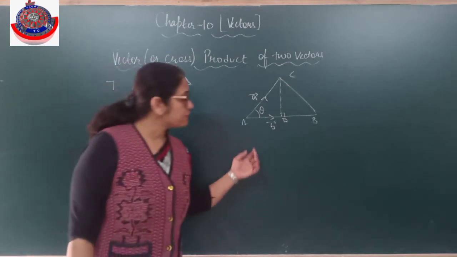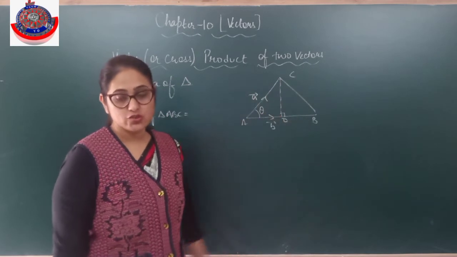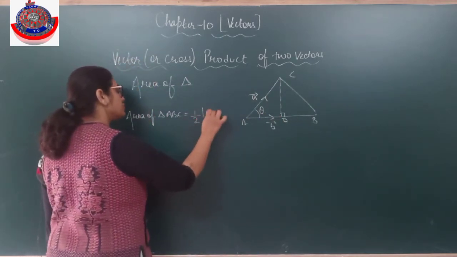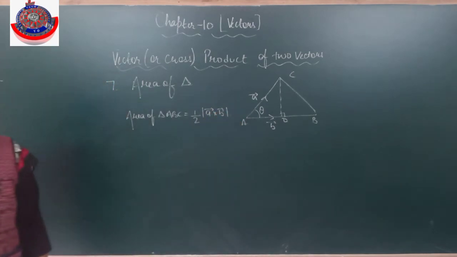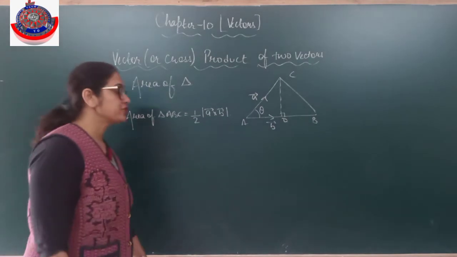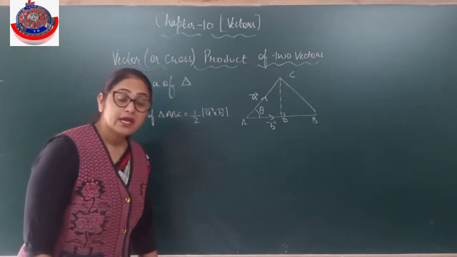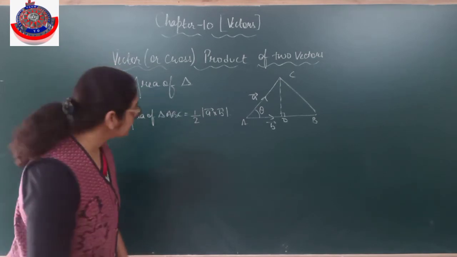See, it comes from the same formula, half into base into height. So it is half into the magnitude of A vector cross B vector. Is it clear? That is the formula if A and B represent adjacent sides of a triangle.